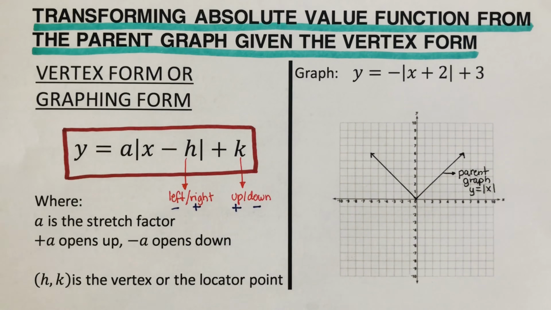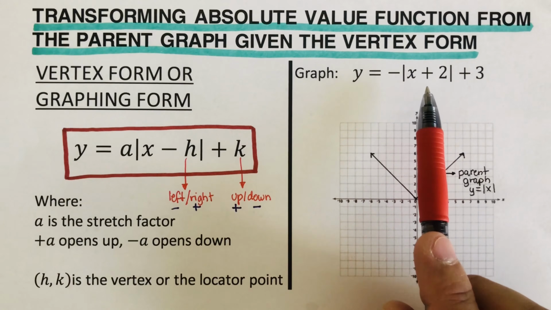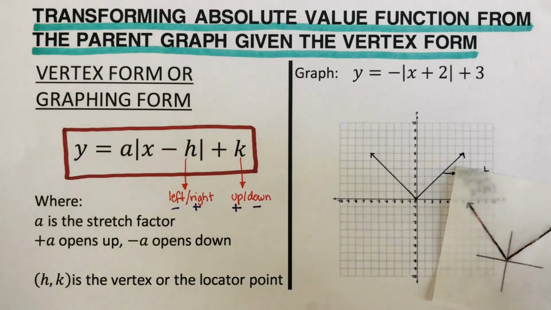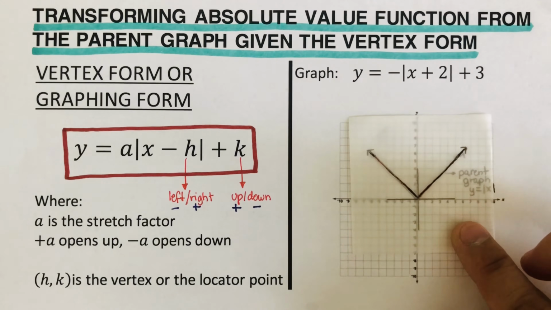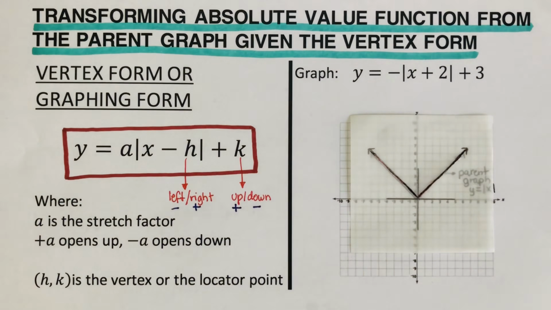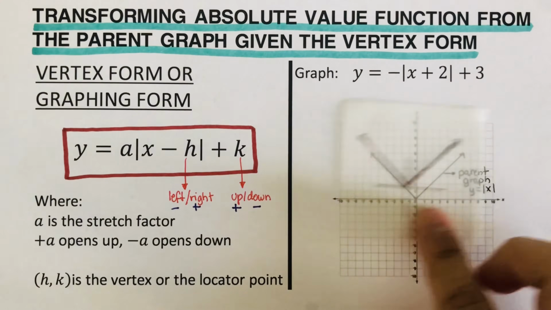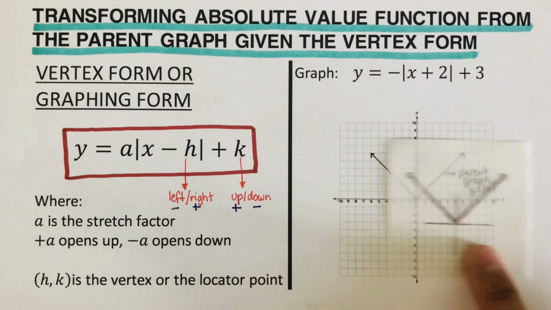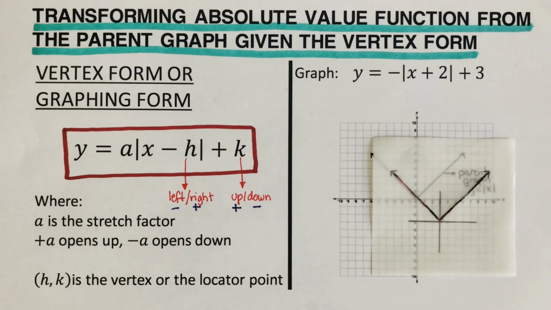Okay, so let's go over the example that we have here. Again, our target is to transform this graph. We either move left or right, up or down, depending on the equation. What I did is I have here a wax paper. I actually drew the parent graph here so that we can move it around. What we're doing right now is the paper version of moving the graph around, up, down, left, or right. But there is also a digital version of transforming the absolute value function. I will put the link of that video in the description box below.